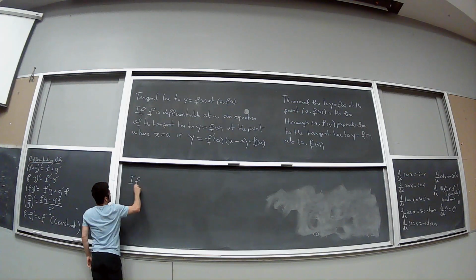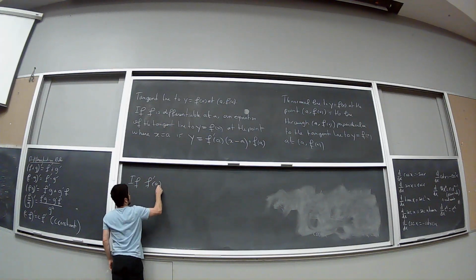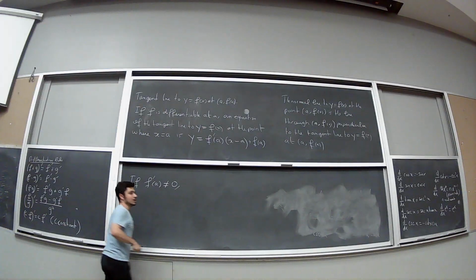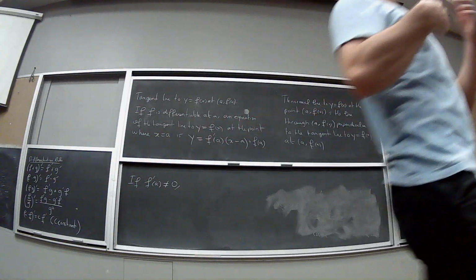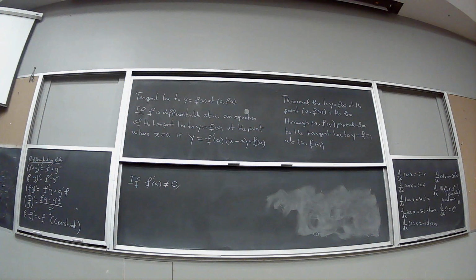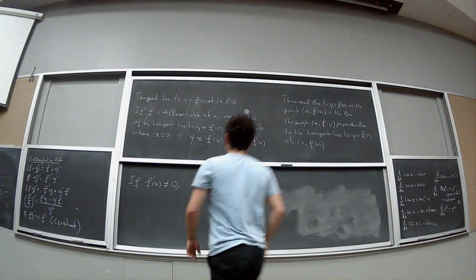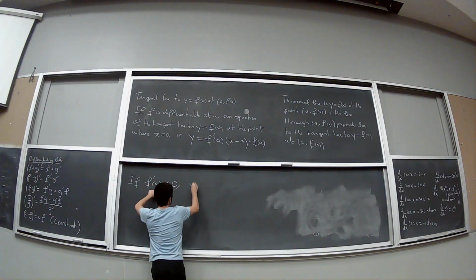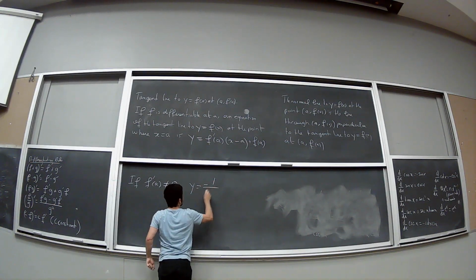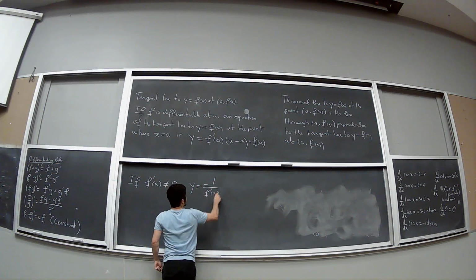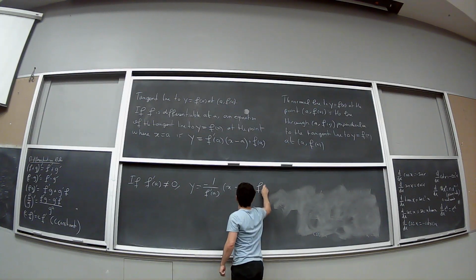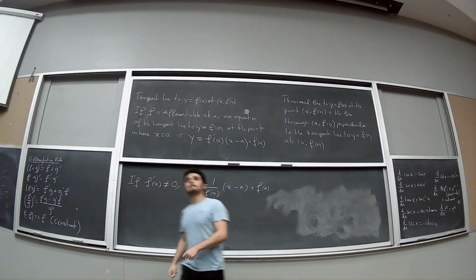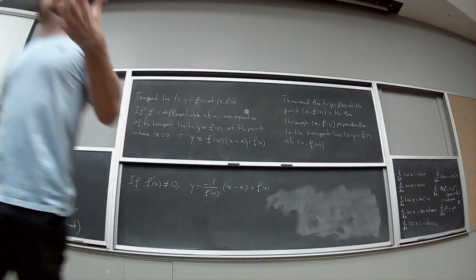If f prime of a is non-zero, what can I say about the product of the two slopes? If I have two perpendicular lines and the slopes are non-zero, what is the product of the two slopes? -1, right? So, what is the slope of the normal line if f prime of a is non-zero? y is -1 over f prime of a times x minus a plus f of a. Great. These are the equations of the line.